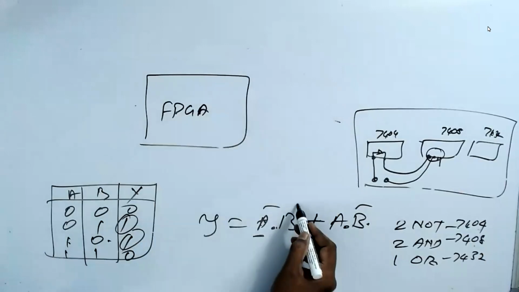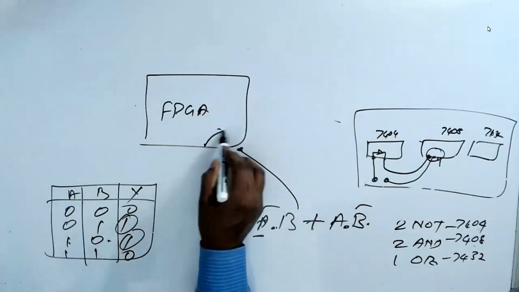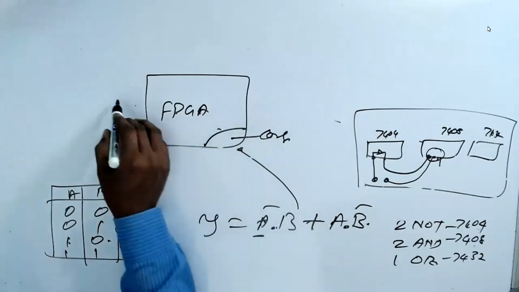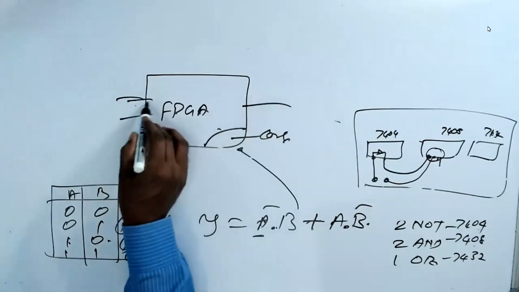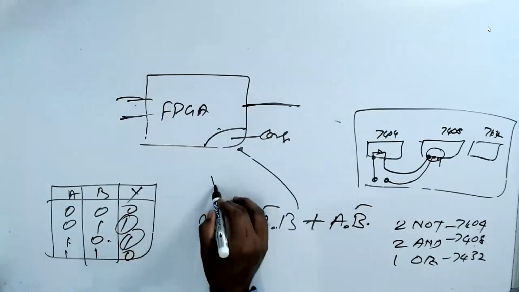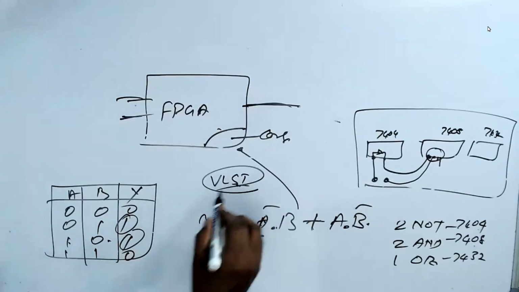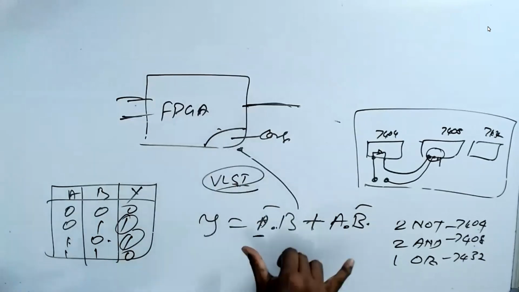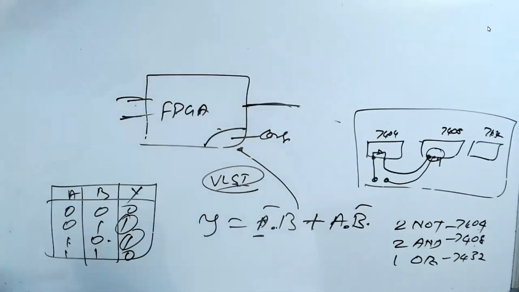You can download the equation here. There will be a logic called conflict logic, which will take the input and give you the output. That is what VLSI people are learning. They are learning only this: how do I make the IC with a particular functionality?